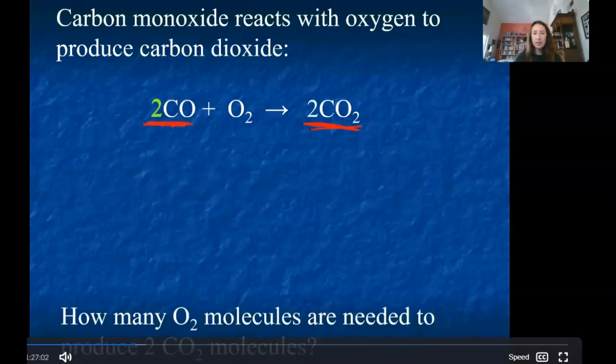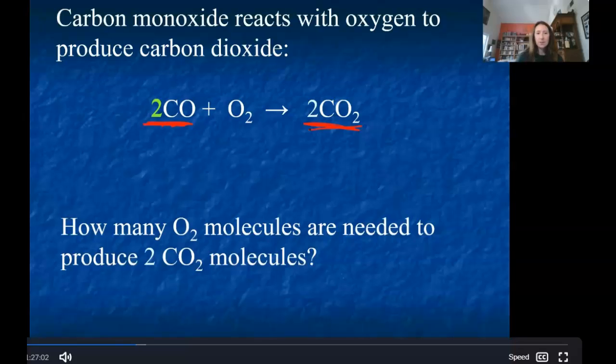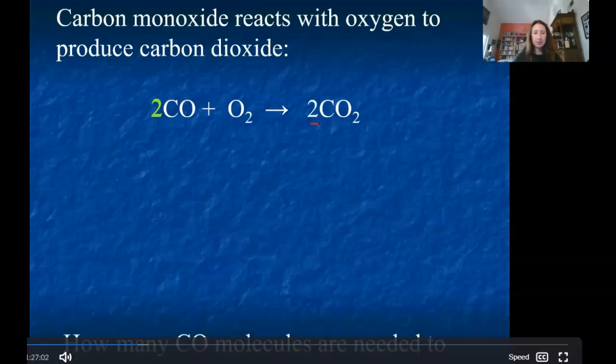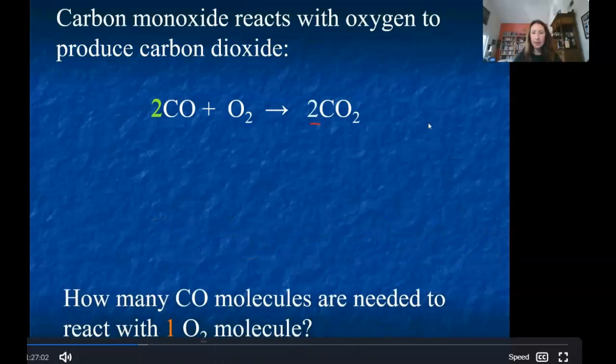Let's try another one. This one should be easier. Now that you know how to do this, how many O2 molecules are needed to produce 2 CO2 molecules? Well, I just gave you the answer. Yeah, 1. All right, this one I'm not going to give you the answer to. Try this one now. How many CO molecules are needed to react with 1 O2?